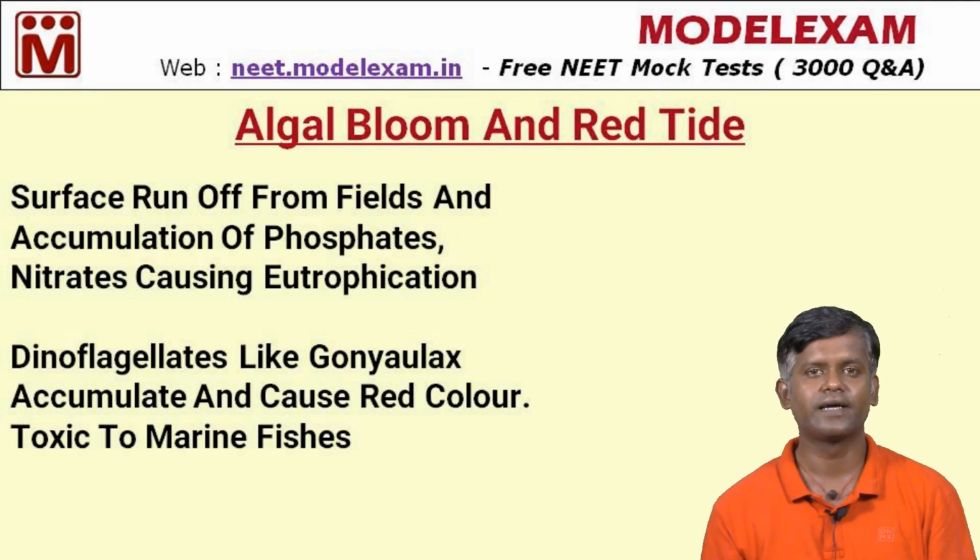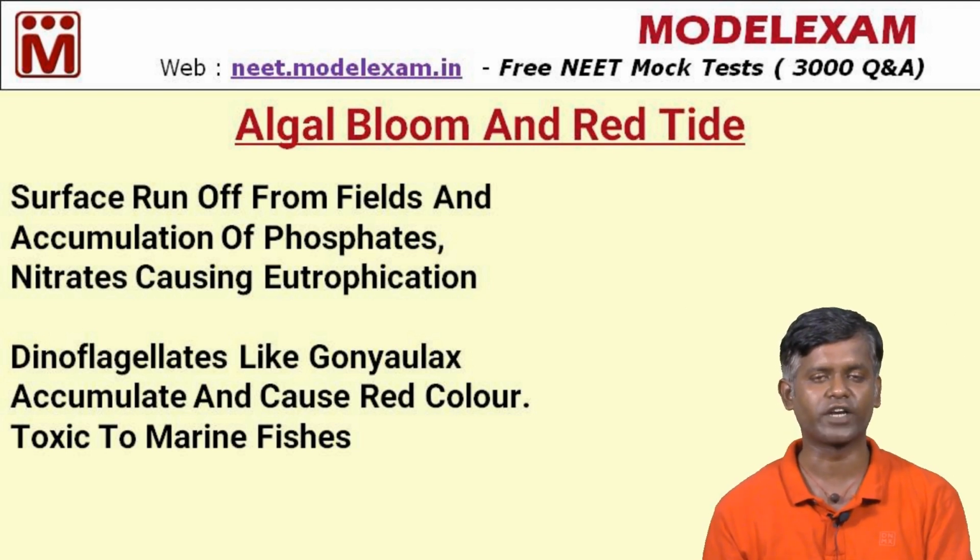Now let's see about algal bloom and red tide. What is an algal bloom? When the algae are being collected in a surface area, they run off into the sea and other river water sources. Here the surface runoff from the fields gets accumulated in the soil or the water, and they cause more accumulation of phosphates and nitrates, so that the water is rich in organic sources. This rich organic source converts to a full algal bloom, and this algal bloom accumulation is called eutrophication.